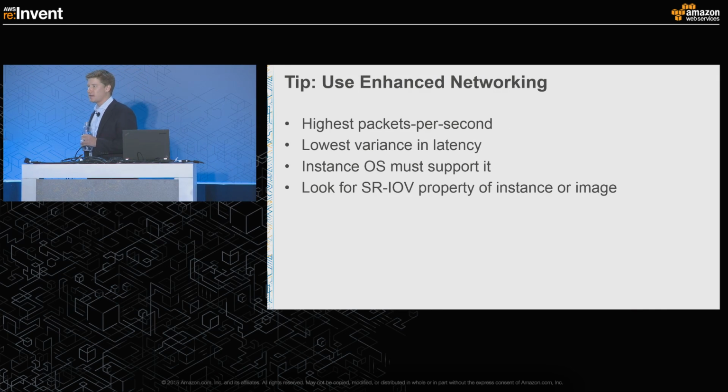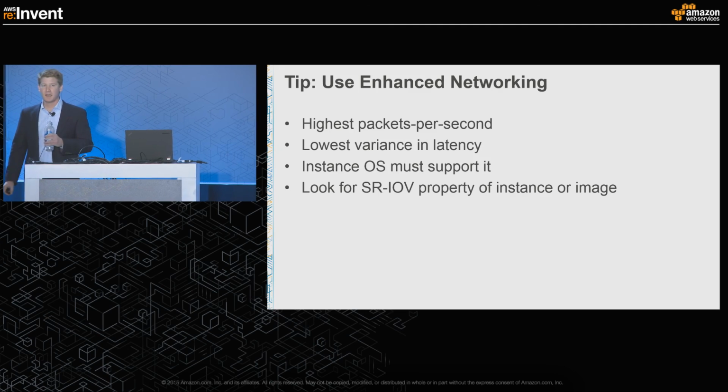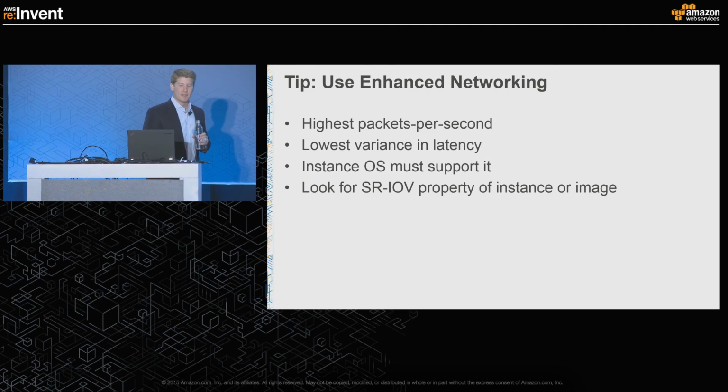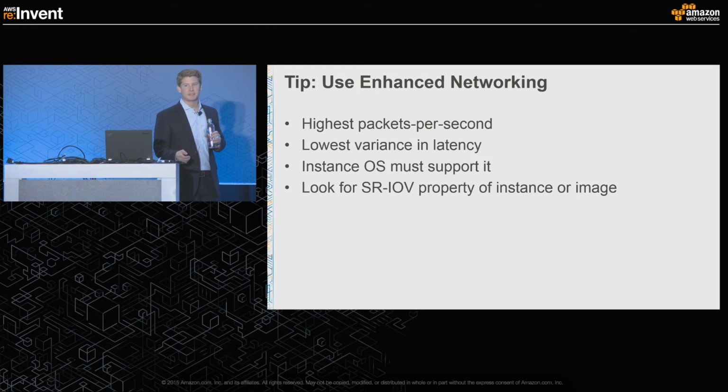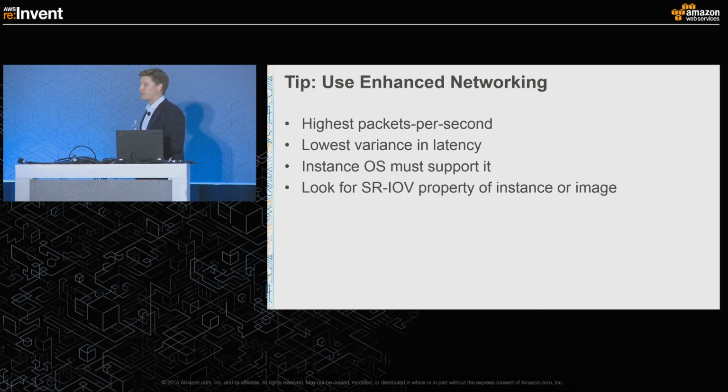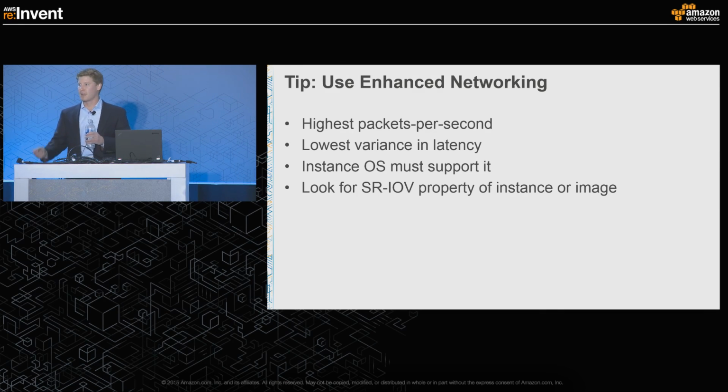So the tip is to use enhanced networking. You get high IOPS, low latencies. The instance must support it. And the way that the signaling actually happens, so you signal to EC2 to use this property, is through an AMI property. So you look for that on your AMIs. I forgot what the command is, but you can look at it through the console or using the command line when you describe an AMI, and it'll say sriovNetSupport simple if it's enabled.